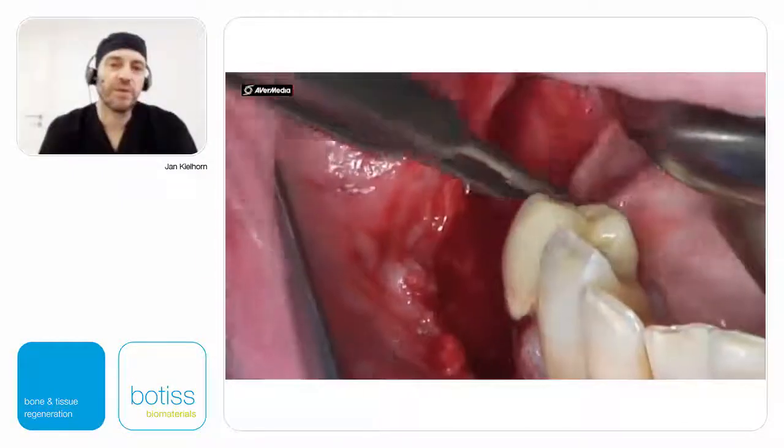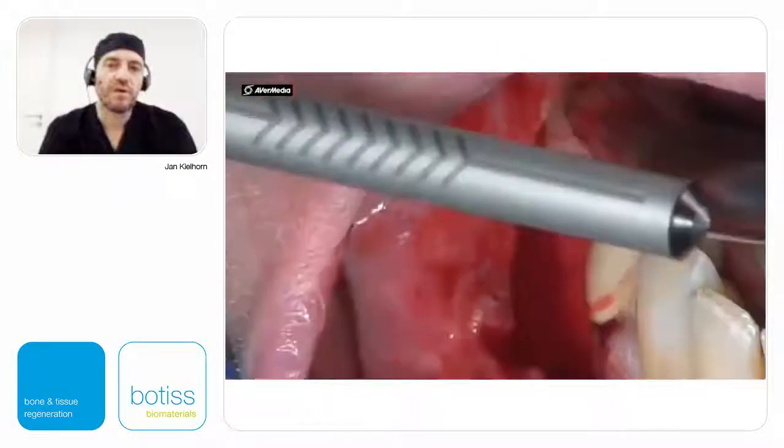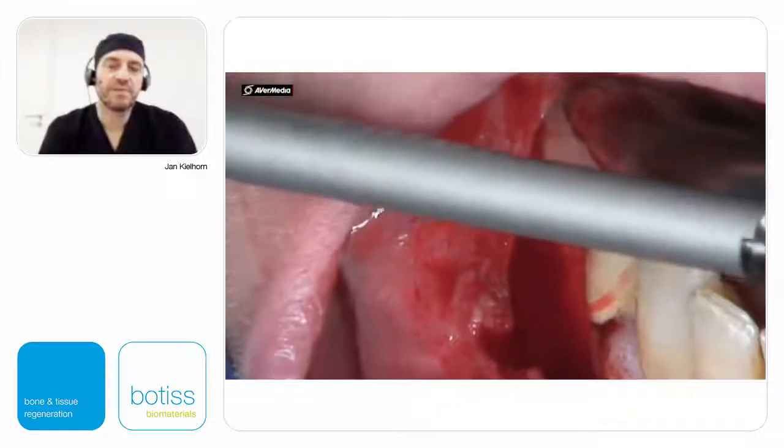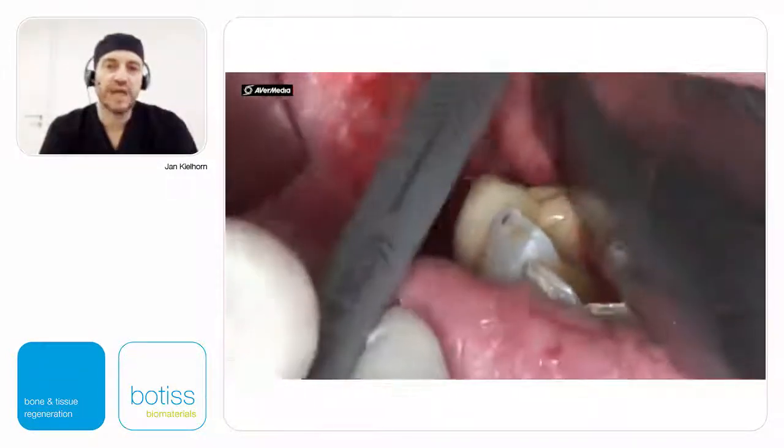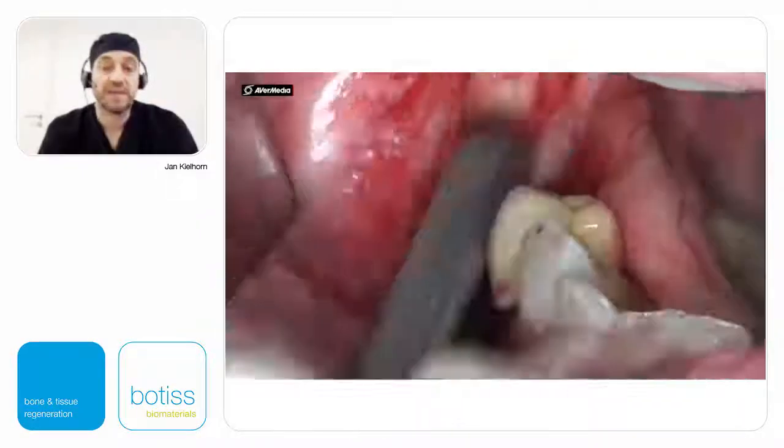Only 1/3 from the vestibular side. Therefore, you don't have to move the tissue back or perform vestibuloplasties as much as you would have if you prolong the vestibular flap so much.